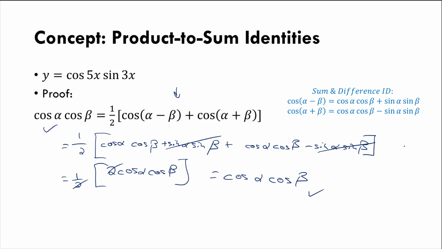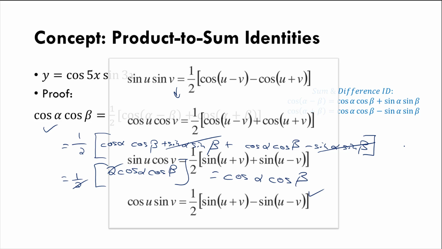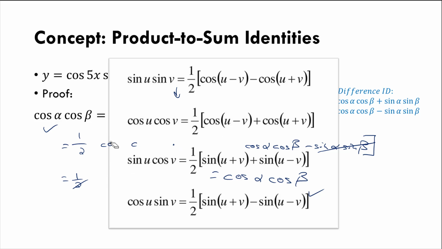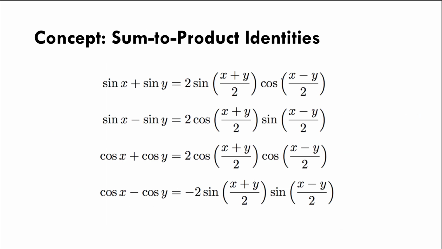We're not going to prove all of them, but I will put them up. I'll go ahead and erase this so we can write these down. Make sure we have these in our notes. And then for every product to sum identity, we also have a sum to product identity. We're not going to prove these, but we're really just manipulating those equations to get these identities here. So make sure you write these down as well.